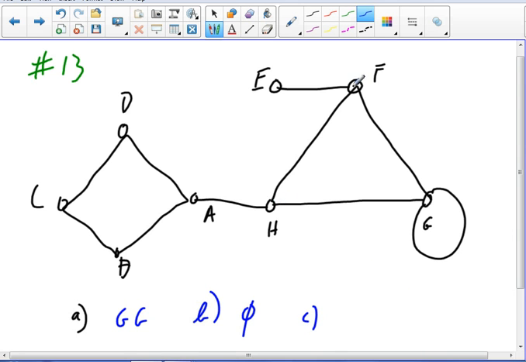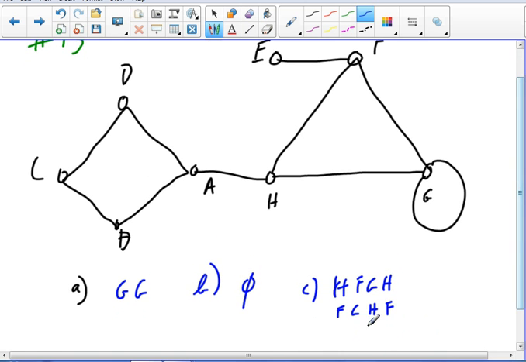Okay, so H, F, G, H. Now is H, F, G, H and G, F, H, G, is that the same guy? Yeah. How about F, G, H, F? Is that the same guy? F, G, H, F, and G, F, H, G.